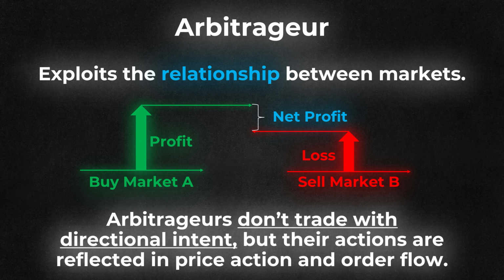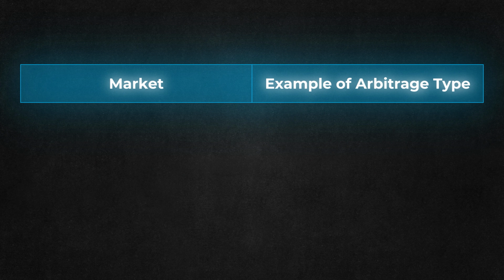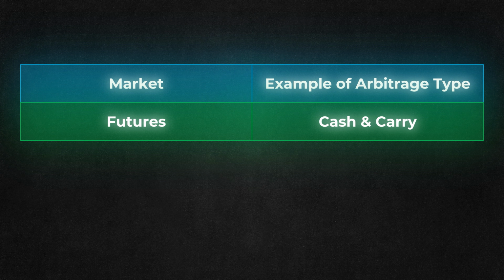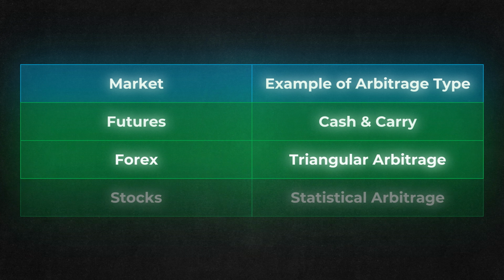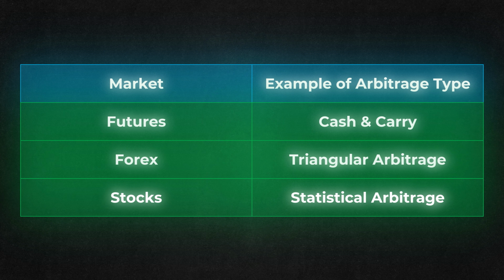In fact, arbitrage is a very common practice among large institutional players, so this interference in the buy low, sell high logic of speculation is quite significant. Different markets provide different types of arbitrage opportunities. For example, in futures, there's what's called cash and carry arbitrage. In Forex, there is triangular arbitrage, and in stocks, the use of statistical arbitrage is common due to the vast landscape of opportunities.